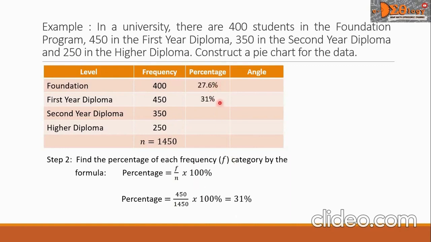We will copy this value on this blank, and here we go. For the second blank, 31%. We got this when we have 450 divided by 1450, times 100%.